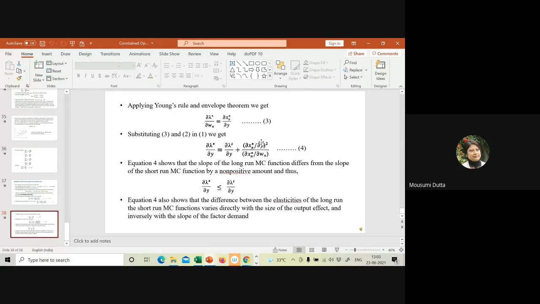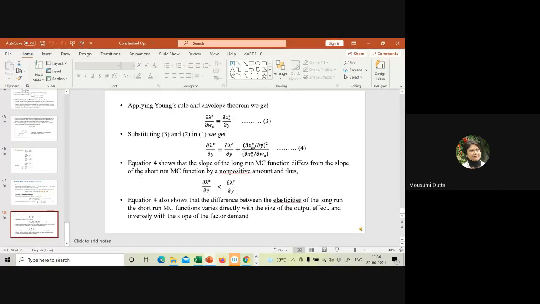This can be equal to 0 under certain conditions. If del xn star by del y is equal to 0, in that case it can be 0. However, it cannot be negative. It cannot be positive. This element cannot be positive.